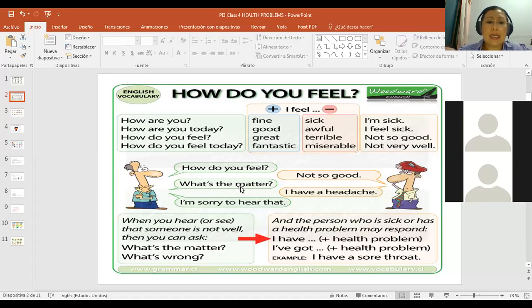Or when you see or hear that someone is not well, then you can ask, what's the matter? Or what's wrong? It's the same. You're inquiring, you're asking what happened to the person. And the person who is sick or has a health problem may respond, I have a health problem. I've got plus the health problem. For example, I have a sore throat, or I've got the flu. Es como ese I've got, es como agarré la gripe, ¿verdad? O me dio la gripe, ¿sí?